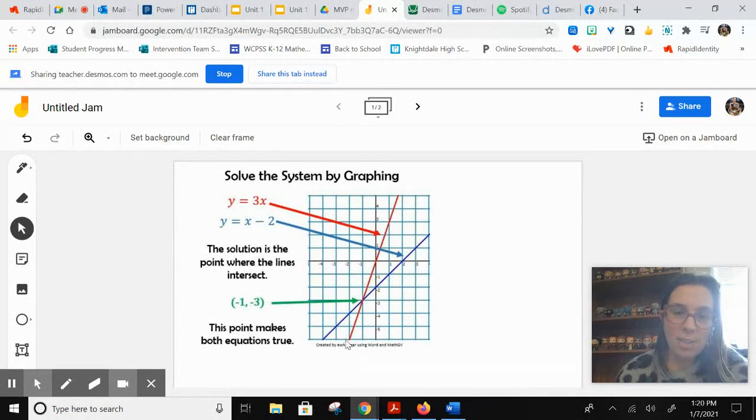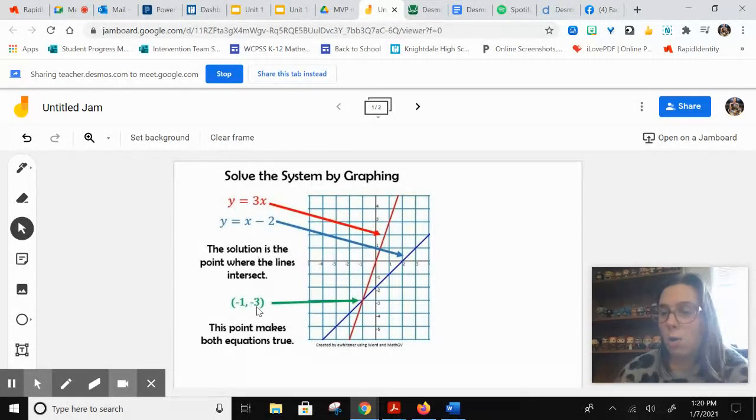If I look at this image, I can see that they cross right here at this coordinate point. If I was doing this by hand, I would have to count and figure out what coordinate point that is. I always start at the origin. I'm going to count over -1, and now I'm going to count down 1, 2, 3: -3. So my coordinate point, or my solution for this system, is (-1, -3).